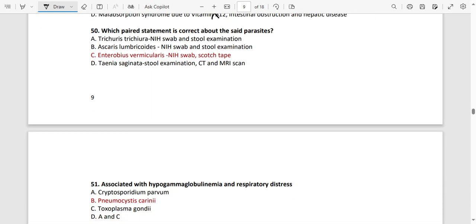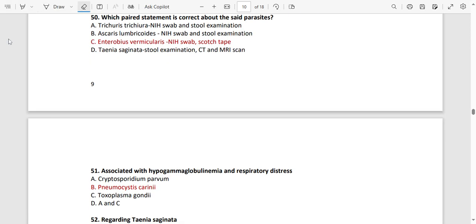Number 50. Which paired statements is correct about the said parasite? Trichuris trichiura. Okay, here you need to know the NIH swab, the Scotch tape. This is the diagnosis for Enterobius, where you put a Scotch tape on the anal area, and then by night when these worms are coming out, you can remove it like that and take it for testing. That's a Scotch tape is for Enterobius.